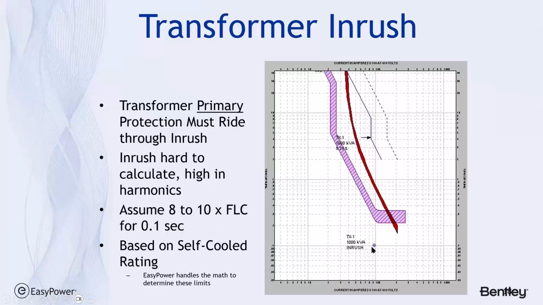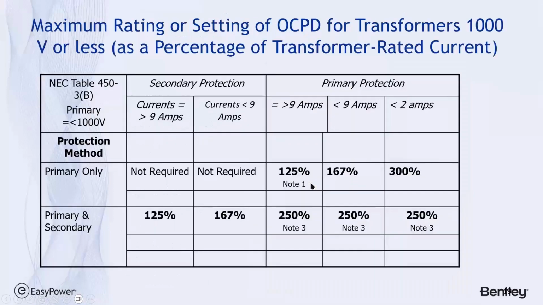And so that's the coordinates of this particular dot. So any primary protection we have in this system needs to be to the right of the inrush. Anything to the left, potentially it could be tripping as you turn or energize the breaker for the first time. And all this is based upon the self-cool rating. And again, EasyPower handles all the math in the calculations.